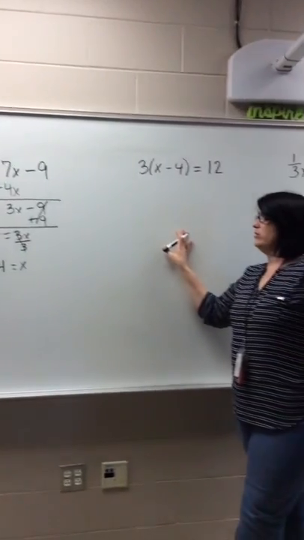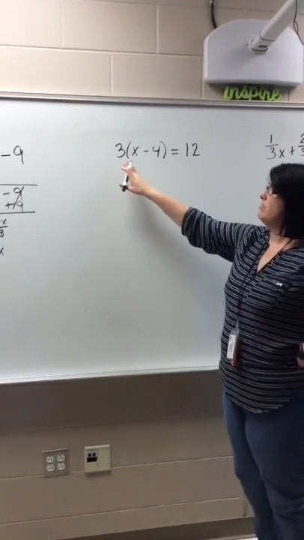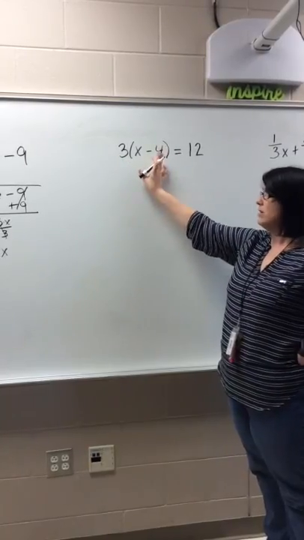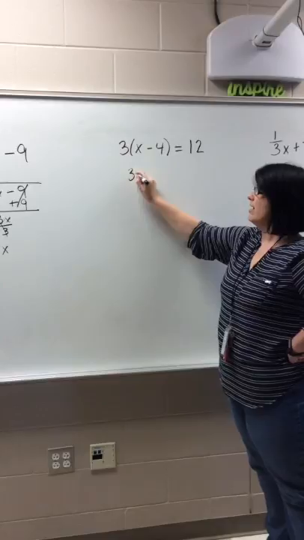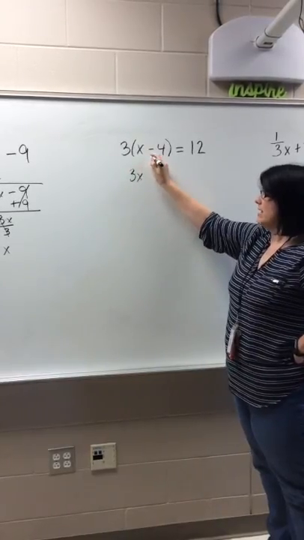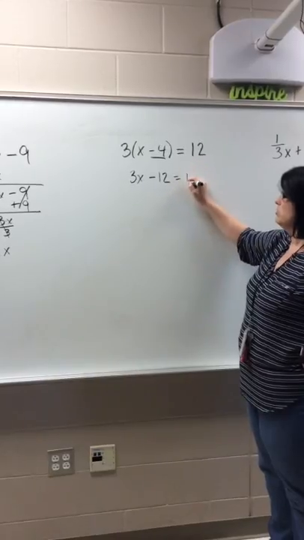On this next equation here, we have the distributive property. And a distributive property means we have 3 times the quantity of x minus 4. So if we take 3 times x, we get 3x. We take 3 times that negative 4, we get negative 12, and it equals the 12.